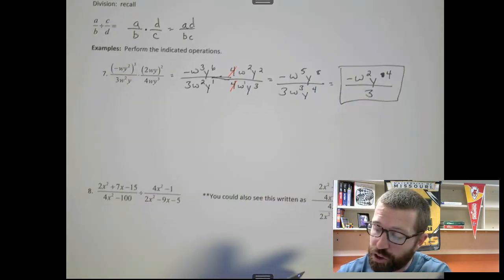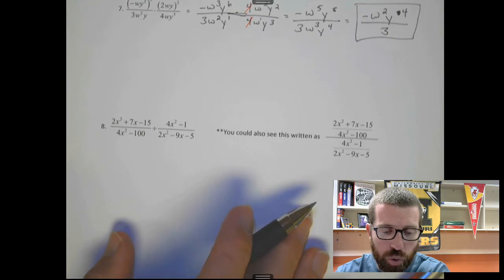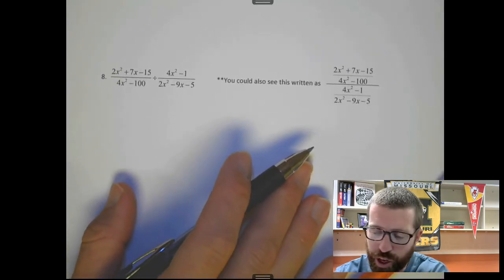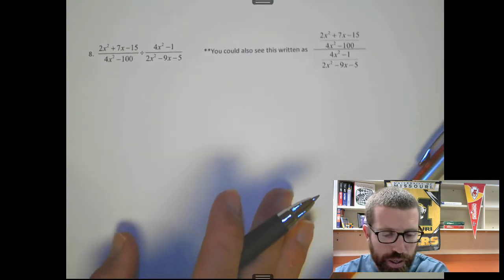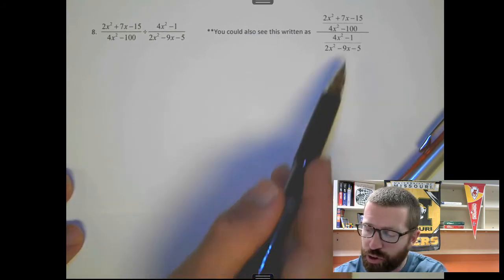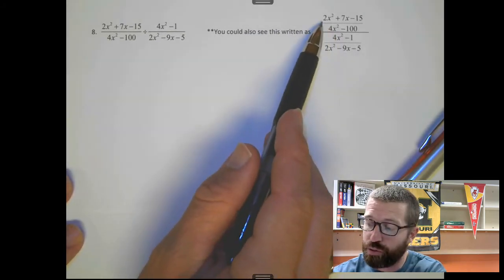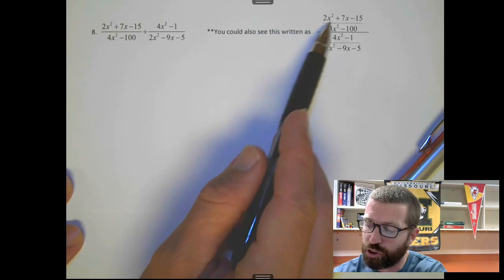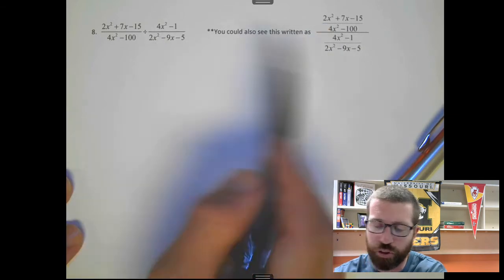Okay, let's see some division here. And this is going to be quite a bit of factoring. That's okay. We like to factor, right? And with your division, notice that it could be written as this. It could be a rational function divided by a rational function. So these are the same thing.